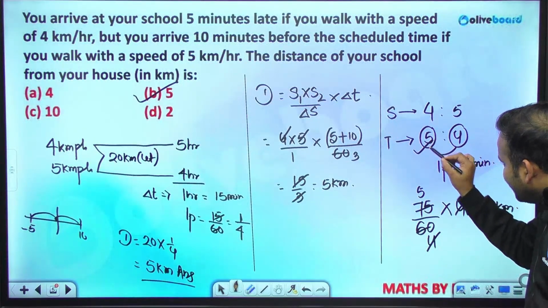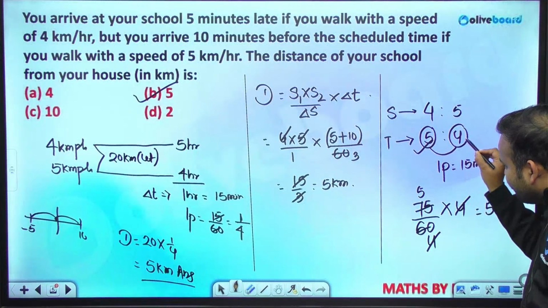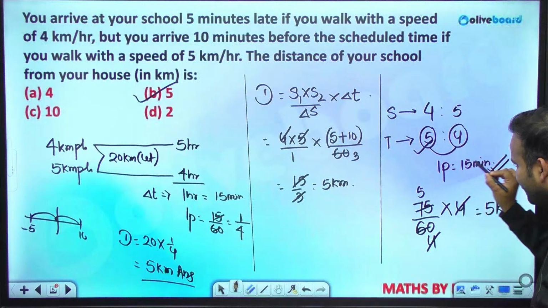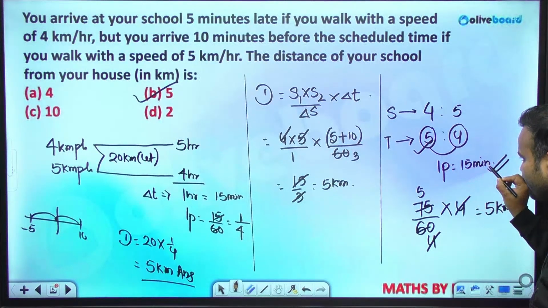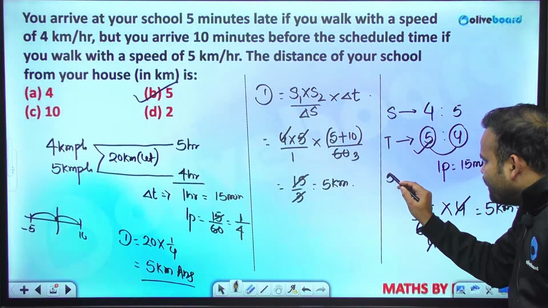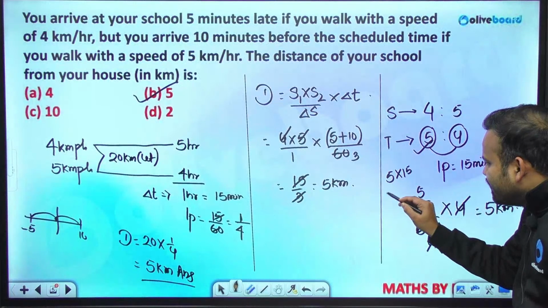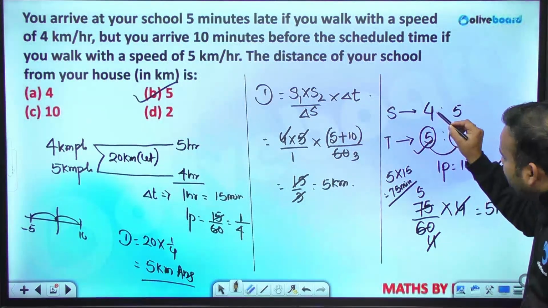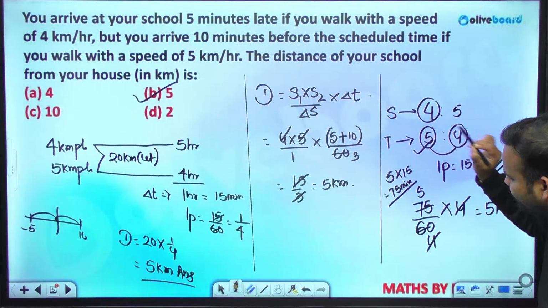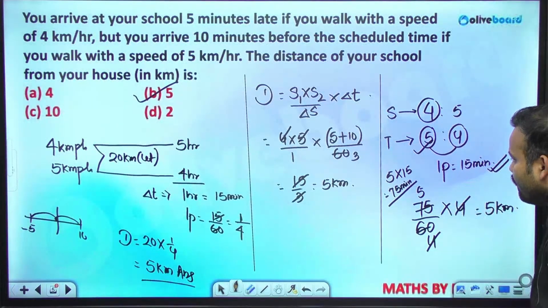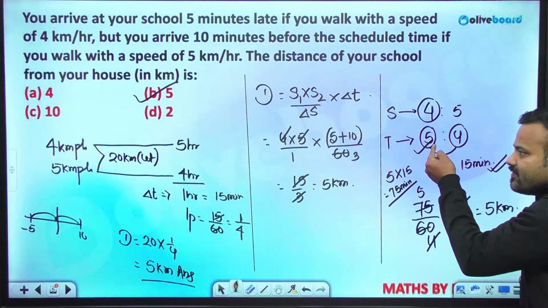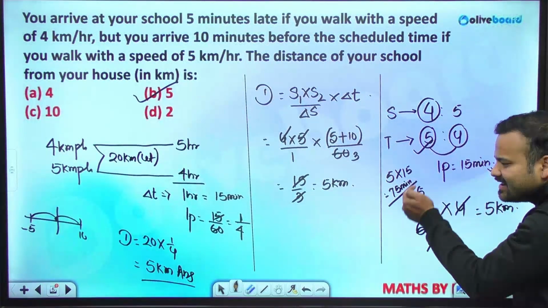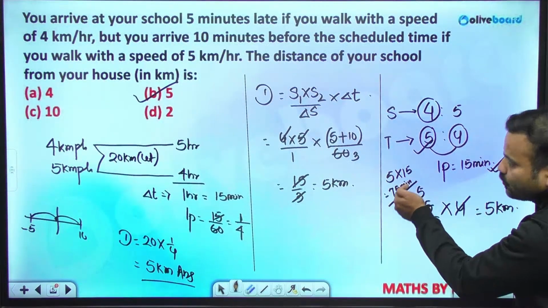So how much early he is reaching? He is reaching 1 unit early, and according to the question he was reaching 15 minutes early. So 1 unit is equal to 15. If 1 unit is 15, 5 units will be what? 5 units will be 5 into 15, that is 75 minutes. So at a speed of 4 kilometer per hour, he was reaching his office or school in 75 minutes.